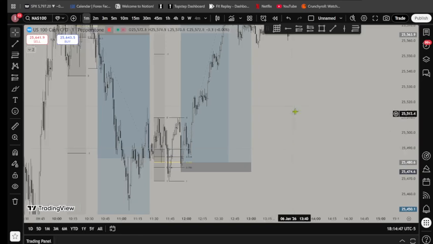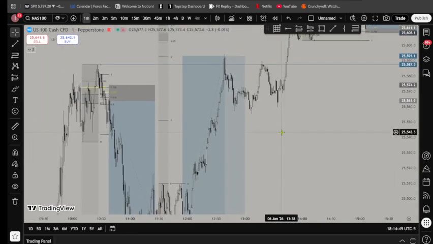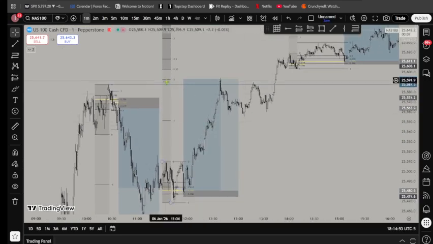And then basically it's just targeting this external liquidity, and that internal liquidity lined right up with my -2 standard deviation from this 5-minute manipulation down. And that's that, and it went straight to profit, right?